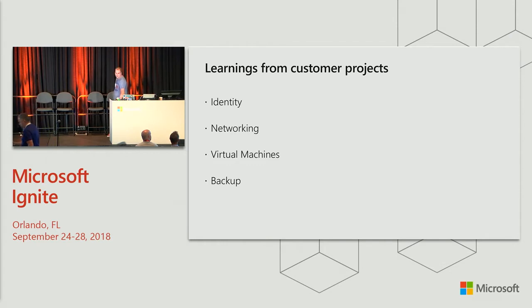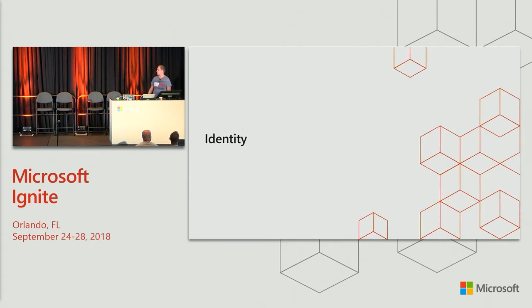We'll cover mainly 4 areas here. So identity, networking, virtual machines, and backup. What are the things you need to do to make those secure in your environment? And let's just start from the top. Identity.